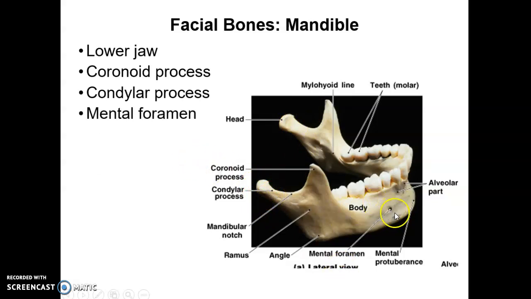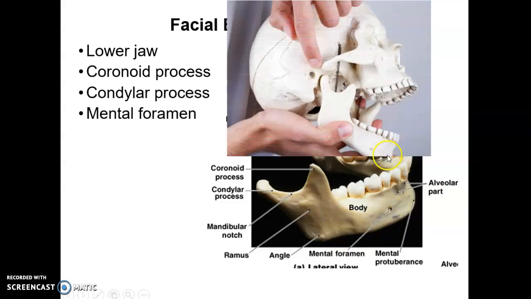Mental foramen, right down here, little opening, a foramen. That's for nerves, innervation of this portion of the jaw. And you see here how the condylar process, its head articulates with the mandibular fossa of the temporal bone.